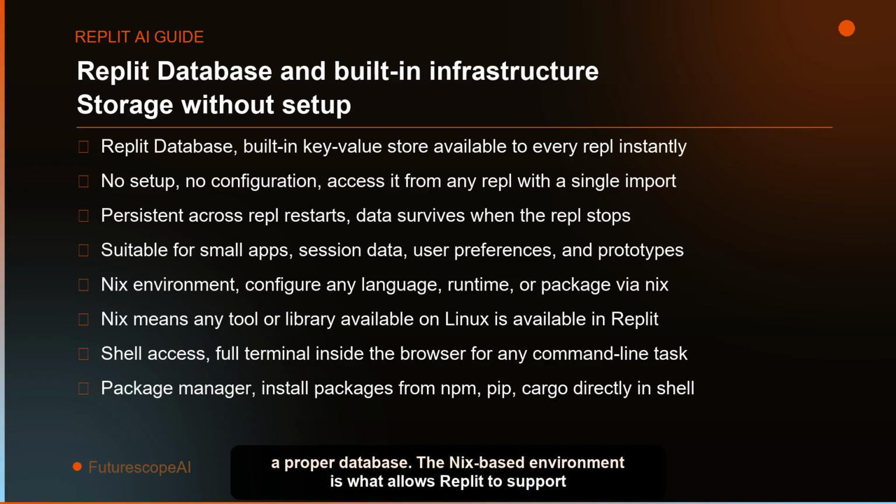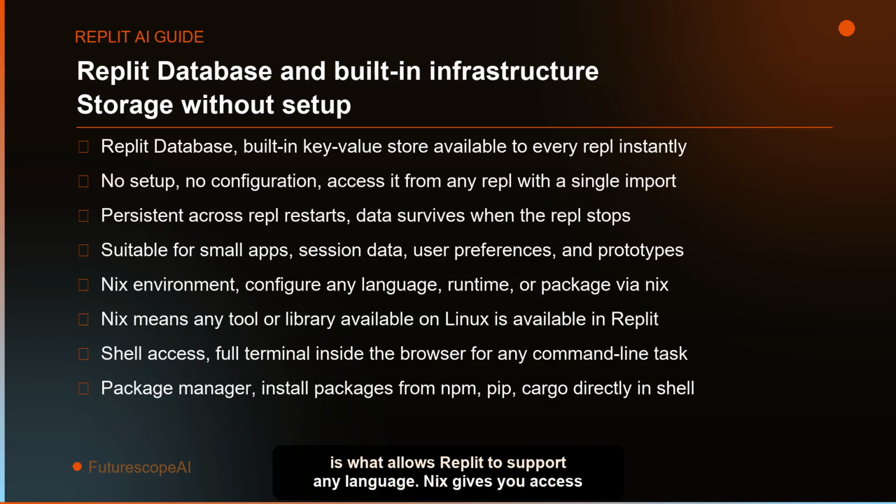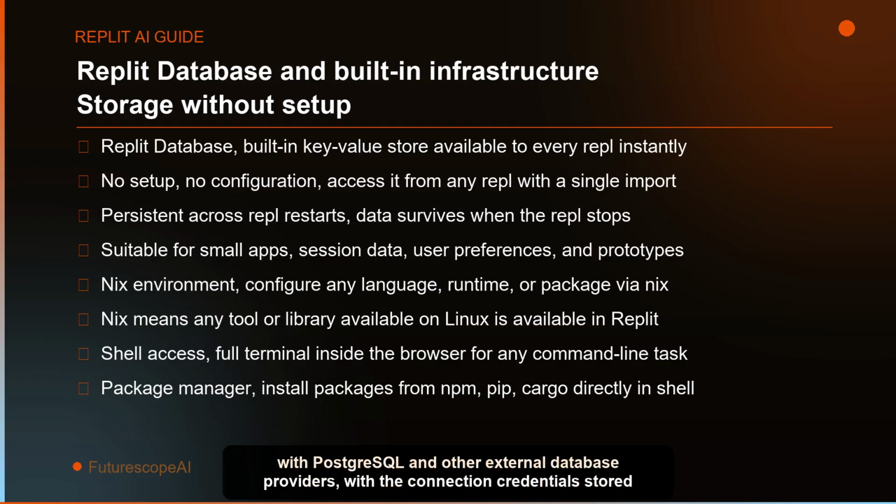The Nix-based environment is what allows Replit to support any language. Nix gives you access to every tool and library available on Linux, configurable through the repl configuration file. Full shell access in the browser means you can run any command line task, not just run your application. Package managers from all major ecosystems are available: npm for JavaScript, pip for Python, Cargo for Rust, and others. For applications that need a real database, Replit integrates with PostgreSQL and other external database providers, with the connection credentials stored securely in secrets.